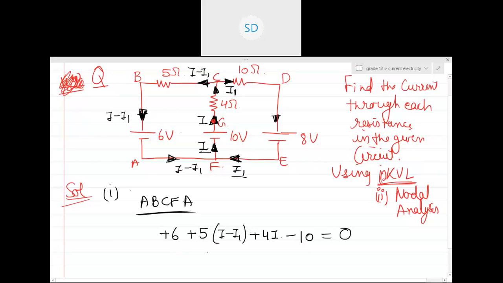Can you make the first equation? Plus 6 plus 5i. So 5i plus 4i, 9i minus 5I1. 5I1 is equal to minus 4. 6 minus 4, so 4. I shifted it to the right.